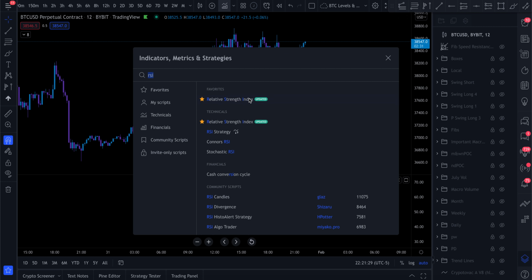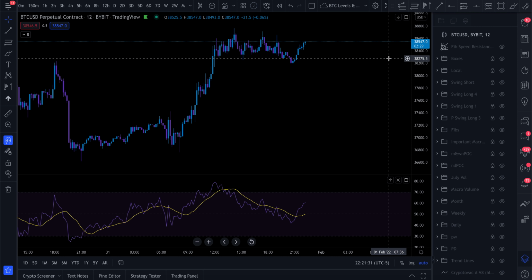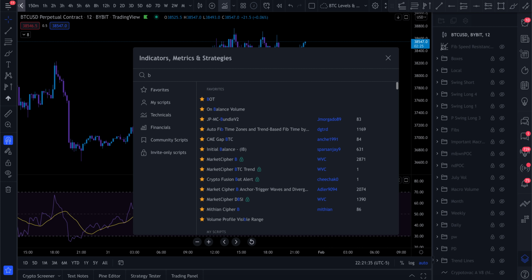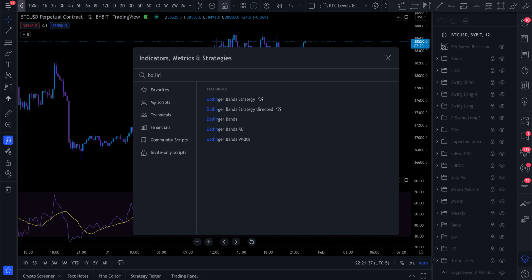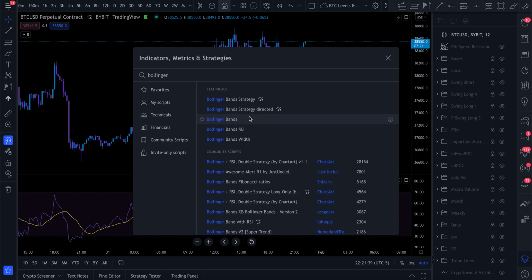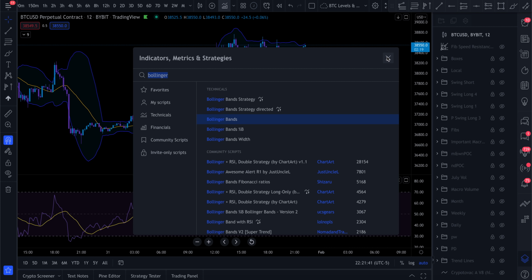Go ahead and click the Relative Strength Index. And then we're going to come over here to indicators and search for Bollinger Bands. I'm just going to go ahead and click on the regular old Bollinger Bands.